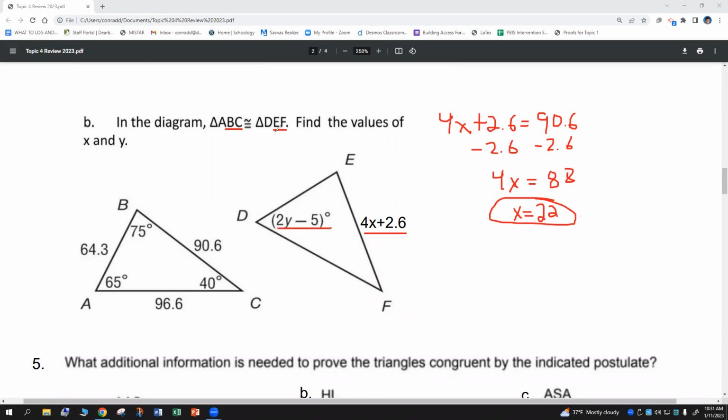Okay, the other thing we need is y. So angle D here is going to match up with angle A. That means 2y minus 5 is going to equal 65. We can add 5 to both sides, and we get 2y equals 70. When we divide both sides by 2, we get y equals 35. Okay, so corresponding parts of congruent triangles are congruent. If you know the triangles are congruent, you know their corresponding sides are congruent, and their corresponding angles are congruent.